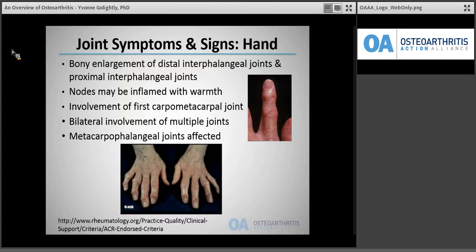And then the metacarpophalangeal joints can also be affected, so those are the joints at the base of the fingers.